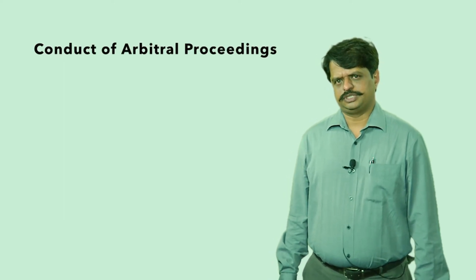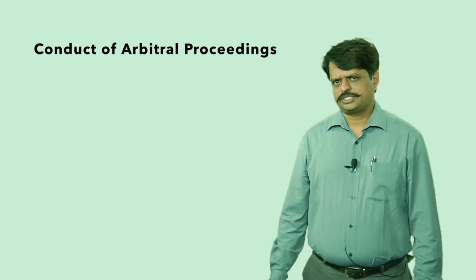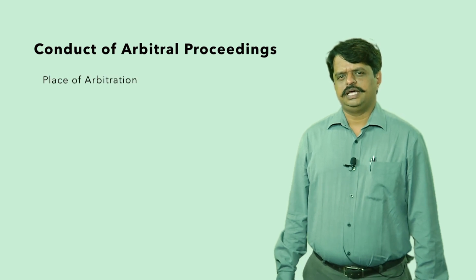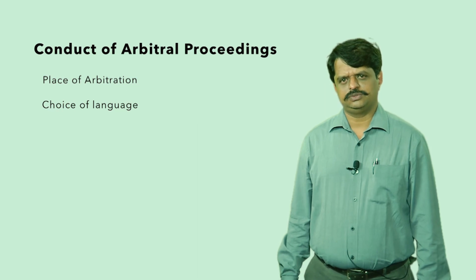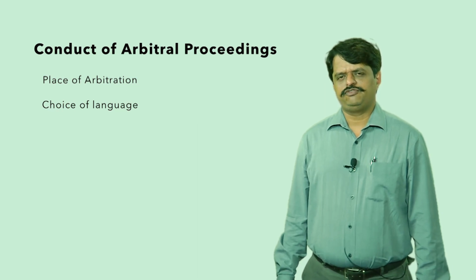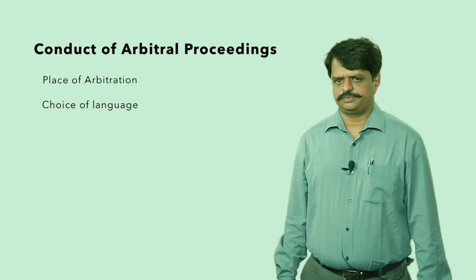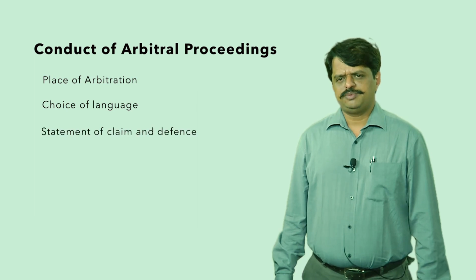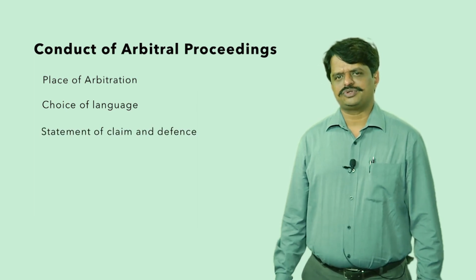Conduct of arbitral proceedings. Once the arbitral tribunal is constituted, the process starts. First they fix the place of arbitration, then they have a choice of language. Both could be decided by the parties only, and if they fail to do it, then it can be referred to the arbitral tribunal. Statement of claim and defense should be submitted by both parties on the agreed procedure between them.